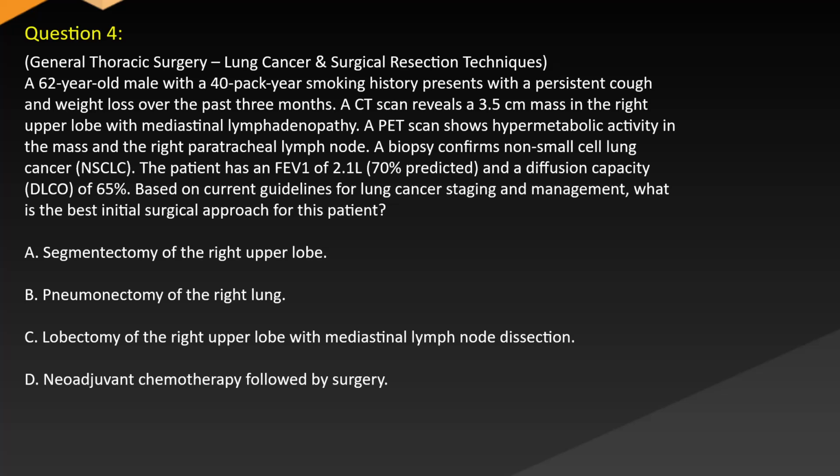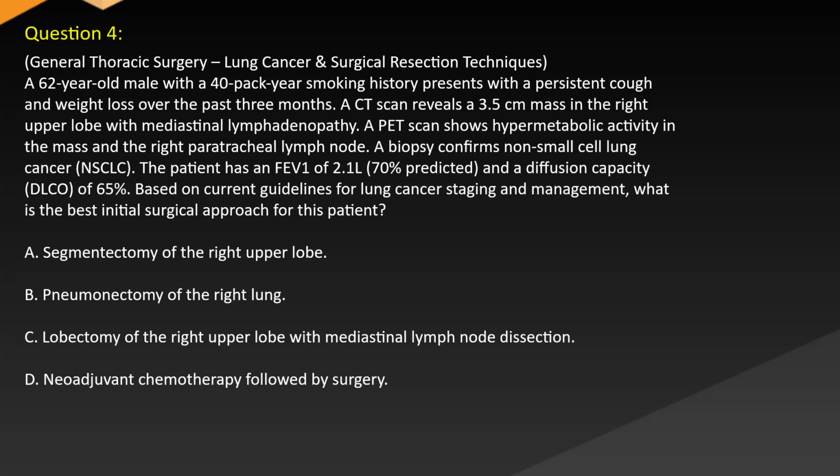Question 4. General thoracic surgery. Lung cancer and surgical resection techniques. A 62-year-old male with a 40-pack-year smoking history presents with persistent cough and weight loss over the past 3 months. CT scan reveals a 3.5 centimeter mass in the right upper lobe with mediastinal lymphadenopathy. PET scan shows hypermetabolic activity in the mass and in the right paratracheal lymph node.